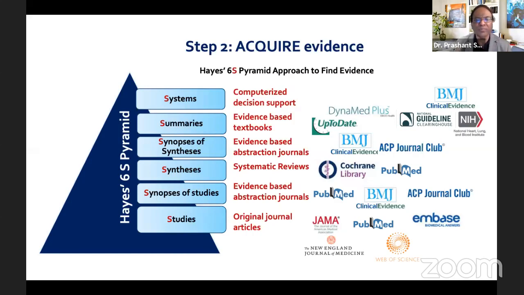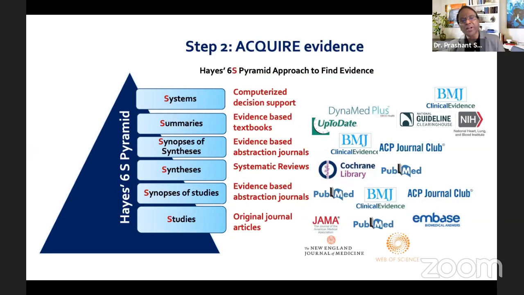Then on top of synthesis, we have a synopsis of synthesis, which is again nothing but an abstract or a summary of key findings of the synthesis, which is systematic reviews and meta-analyses. Those can be found in BMJ Clinical Evidence or in ACP Journal Club. So if you don't have time to sift through all these studies, systematic reviews and meta-analyses, you can just go and look for evidence in a synopsis of synthesis.